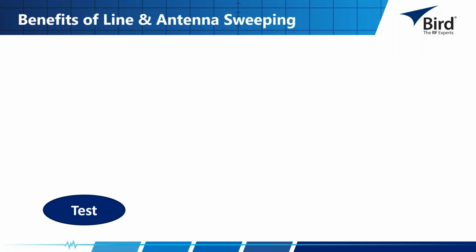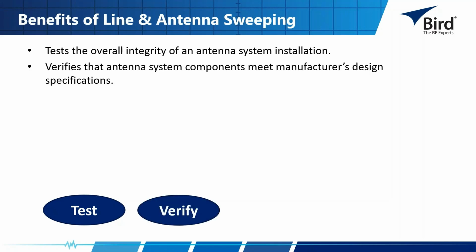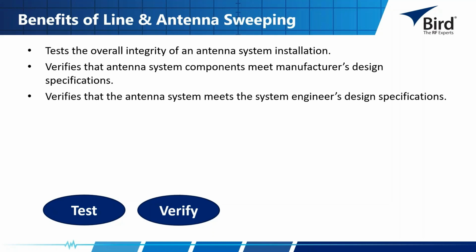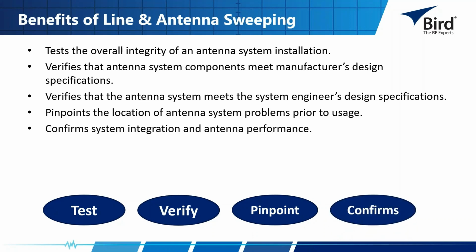The benefits of line and antenna sweeping are: it tests the overall integrity of an antenna system installation. And we can verify that antenna system components meet manufacturer's design specification and verify that the antenna system meets the design engineer's design specifications. Pinpoint the location of antenna system problems prior to usage. And then finally, we confirm the system integration and antenna performance.